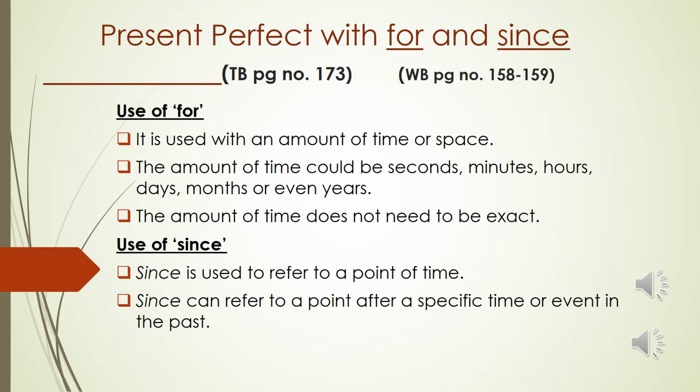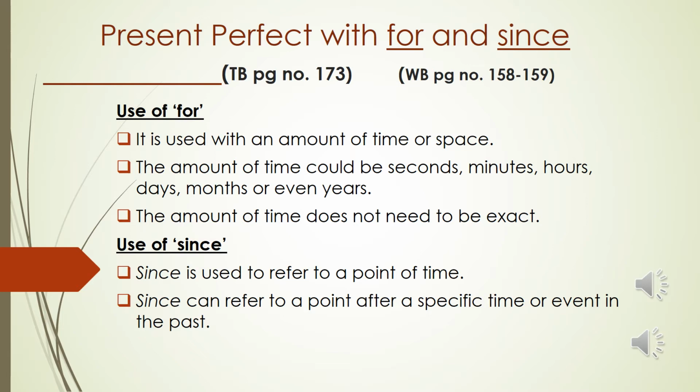Now the first one is the use of for, where we have to use for. It is used with an amount of time or space. The amount of time could be seconds, minutes, hours, days, months, or even years. The amount of time does not need to be exact. So from all these points, we come to know that we are using for with the sentence in which the exact time is not mentioned. Time is mentioned, but the exact time, exact location, exact figure is not given.